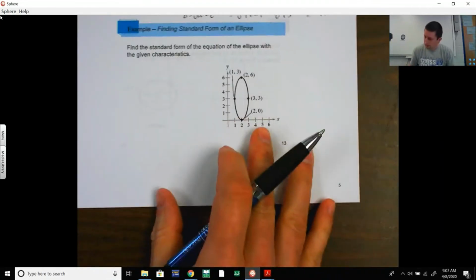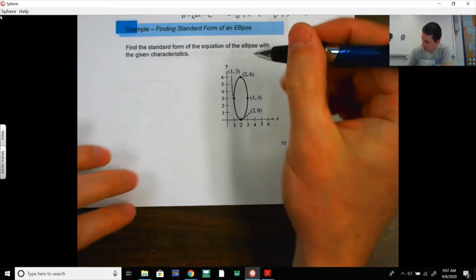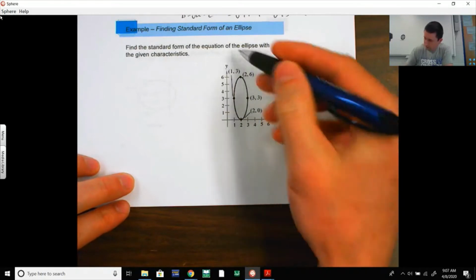Okay. Find the standard form of the equation of the ellipse with the given characteristics. Okay, so we only have these points here. 2, 0, 2, 6. Notice it's vertical.